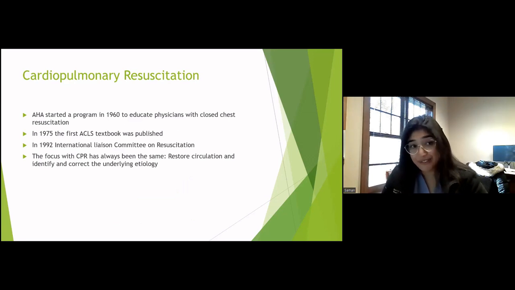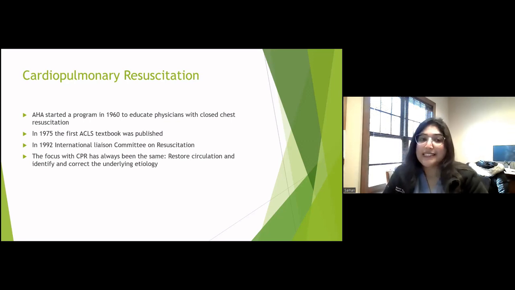In 1975, the first ACLS textbook was also published. And in 1992, the International Liaison Committee on Resuscitation was formed. Since the 15th century, the science behind CPR has improved significantly. And the American Heart Association, the ILCOR, and the European Resuscitation Council usually release joint guidelines, updates, and recommendations, which are designed to be more effective, practical, and simple.